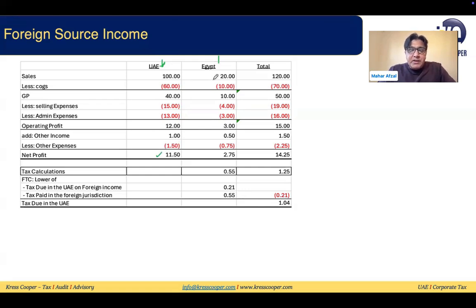Now this is Egypt. In Egypt, this company is generating income of 20 million, COGS is 10 million, GP is 10 million, selling expenses 4 million, then operating expenses 3 million, operating profit 3 million, other income 0.5, other expenses 0.75, their net profit is 2.75. Now, based upon the generic principle, I'm not going to tax for the time being, I'm consolidating the numbers, keeping it very simplified. Consolidated profit is 14.25 million.